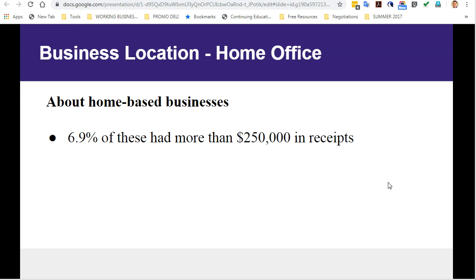Some more information about home-based businesses is about 7% of these have more than $250,000 in annual receipts or sales. So about 7% are doing a pretty good amount of business. About 57% of these earn less than $25,000, so a large majority of them are small businesses. Oftentimes they're called side hustle businesses or cottage businesses, where they're not really enough to be a livable wage, but you might make a little bit of extra money.